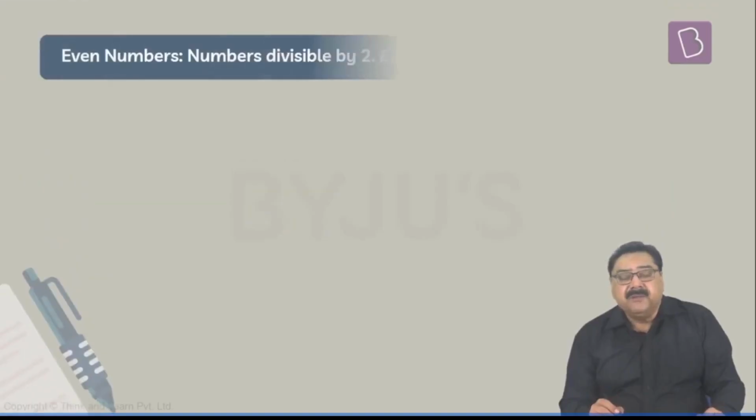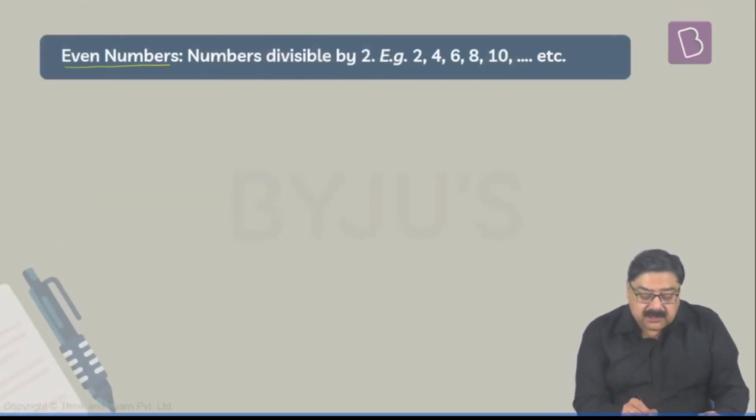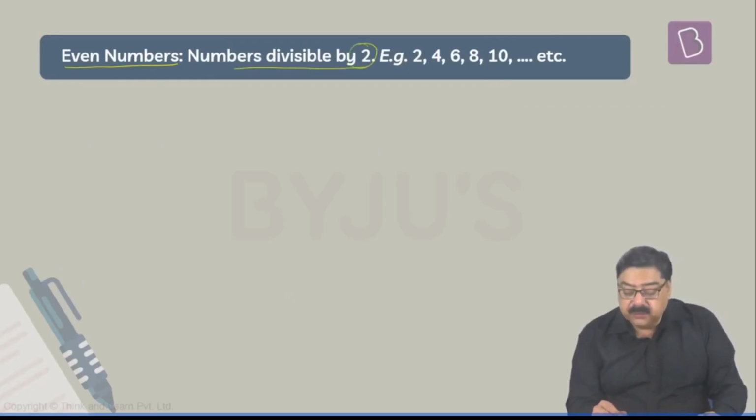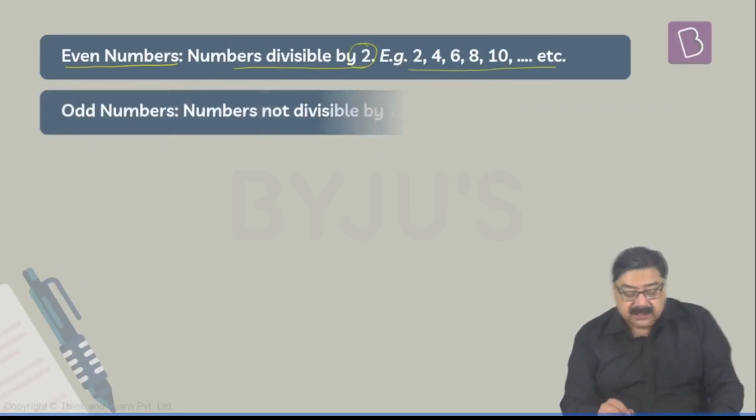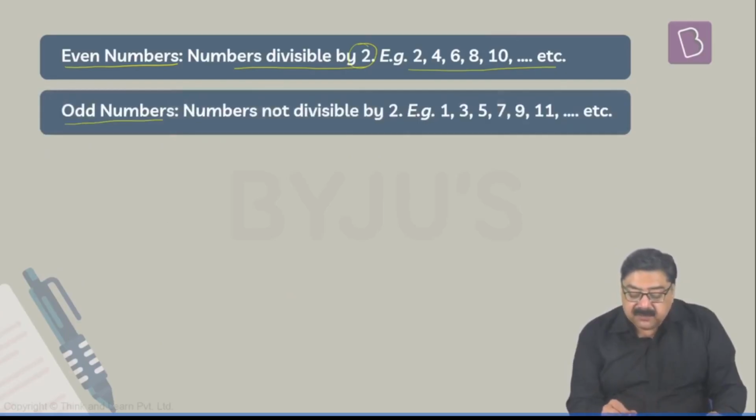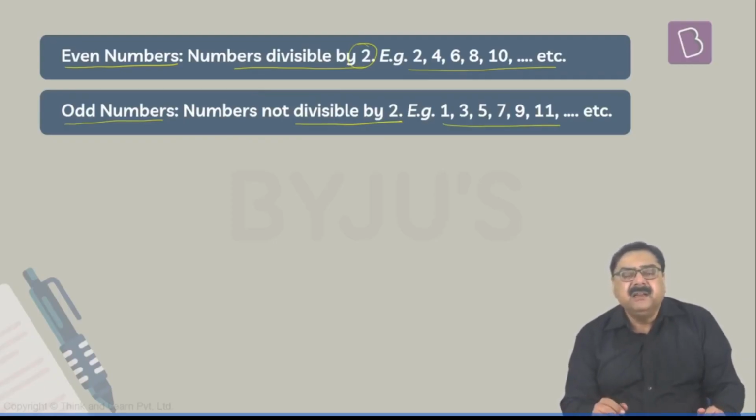Now, in natural numbers, we have even numbers, the numbers which are divisible by 2, 2, 4, 6, 8, 10, etc. And odd numbers, numbers which are not divisible by 2. That is 1, 3, 5, 7, 9, 11, 13, 15, 17, 19, etc.